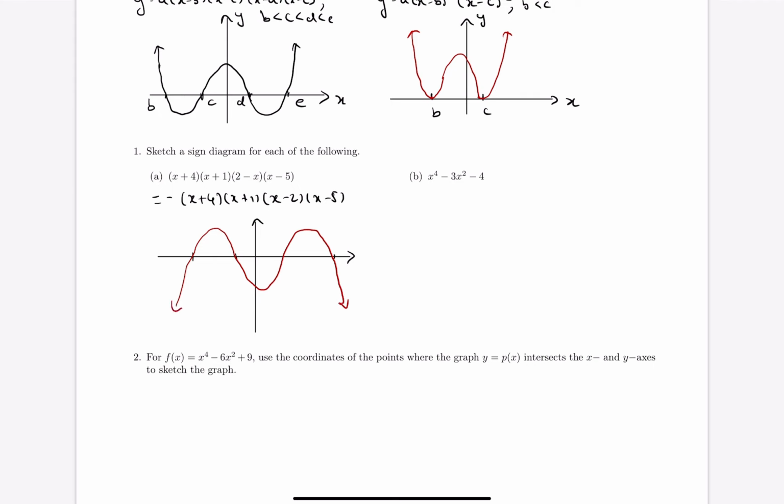And you just label your axis intercepts. So -4, -1, +2, +5. All right. Don't forget to label your axes, x and y. And then what if you get something like this?